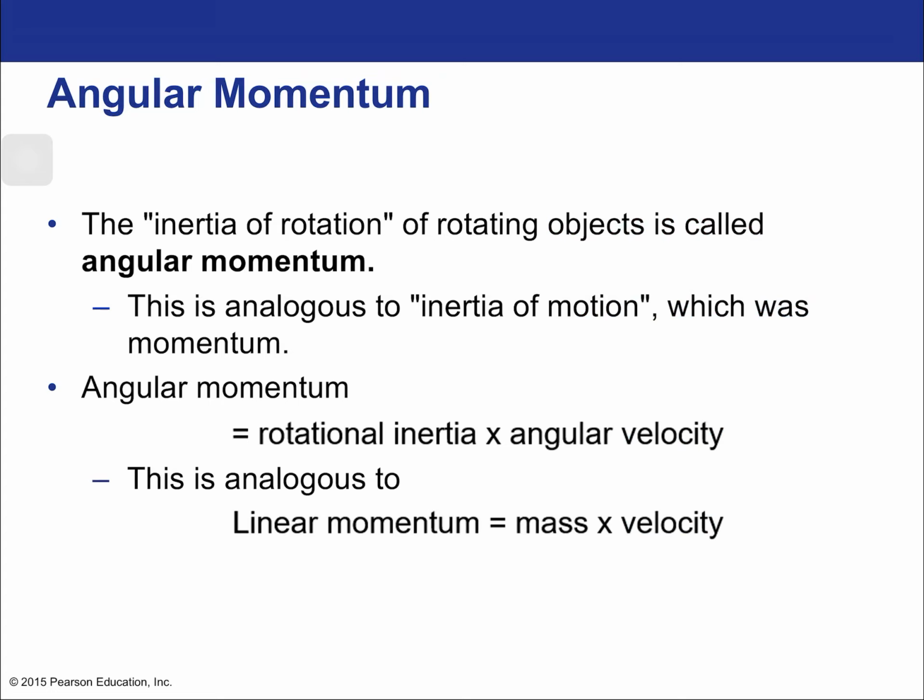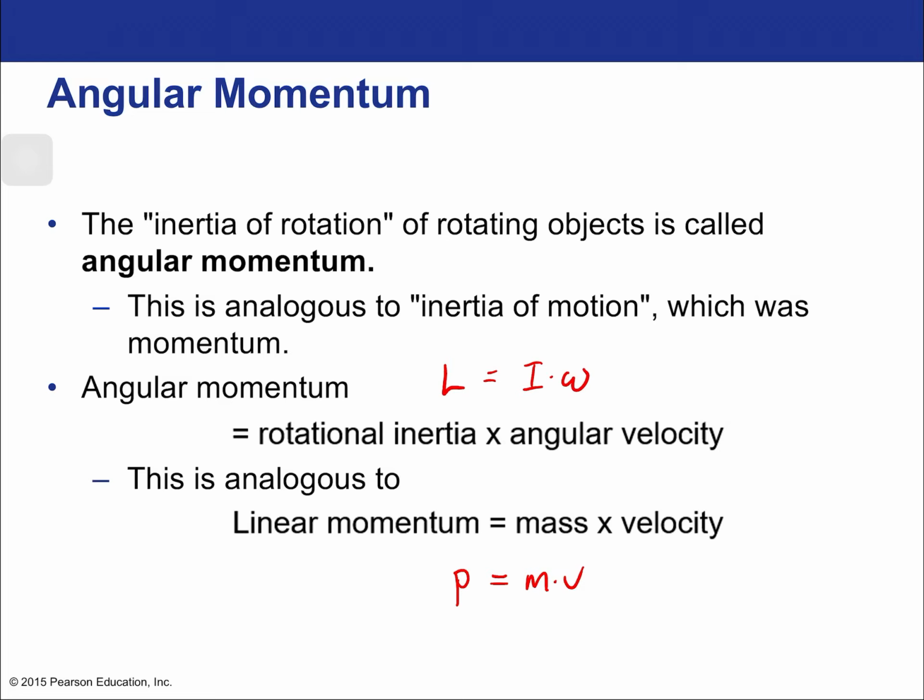Okay? So the inertia of rotation of rotating objects is called angular momentum. This is analogous to the inertia of motion, which was momentum. Okay? Angular momentum is rotational inertia times angular velocity. Very similar to the way that linear momentum was mass times velocity, because recall before it was p for linear momentum, p equals mv. That was just mass times velocity. Well, now for angular momentum it's L, and we know it's I for rotational inertia, and then angular velocity is omega. Okay? So then what are the units?